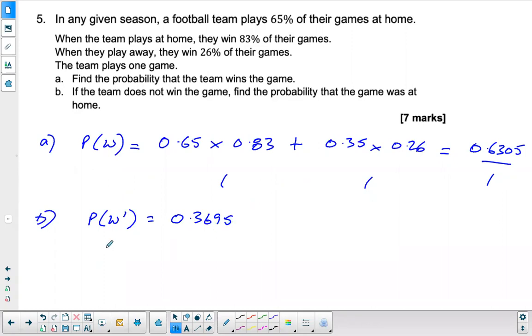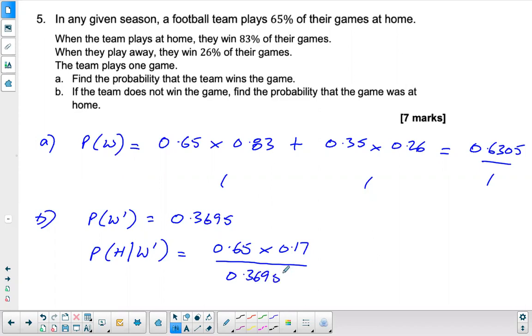Once you've done that, you can then do the probability that they are playing at home, given that they don't win, is equal to 0.65, which is the probability that they played at home, times 0.17, which is the probability they don't win when playing at home, divided by the probability that they didn't win in the first place, because that's a given. And that equals 0.2991. And 1 mark for the probability of not winning, 1 mark for this construction, and 1 mark for the final answer.